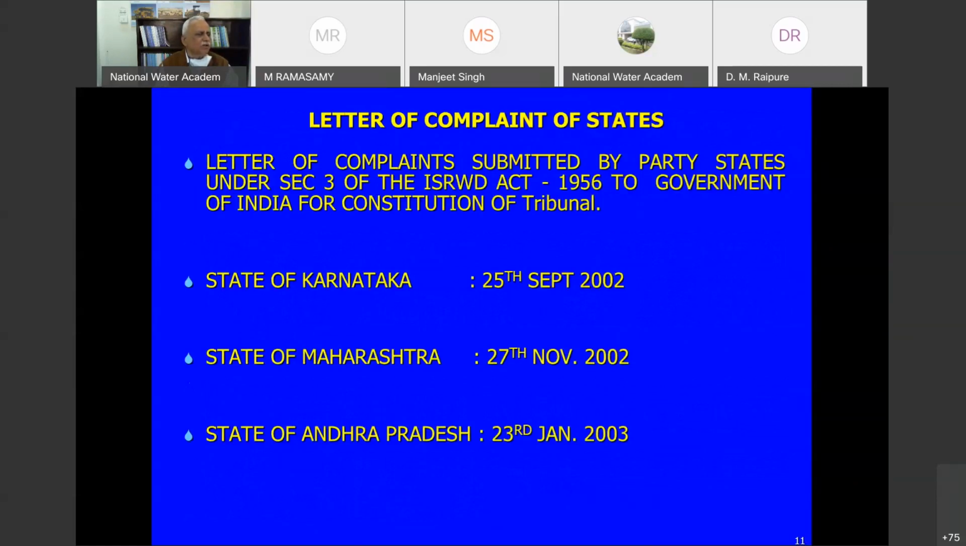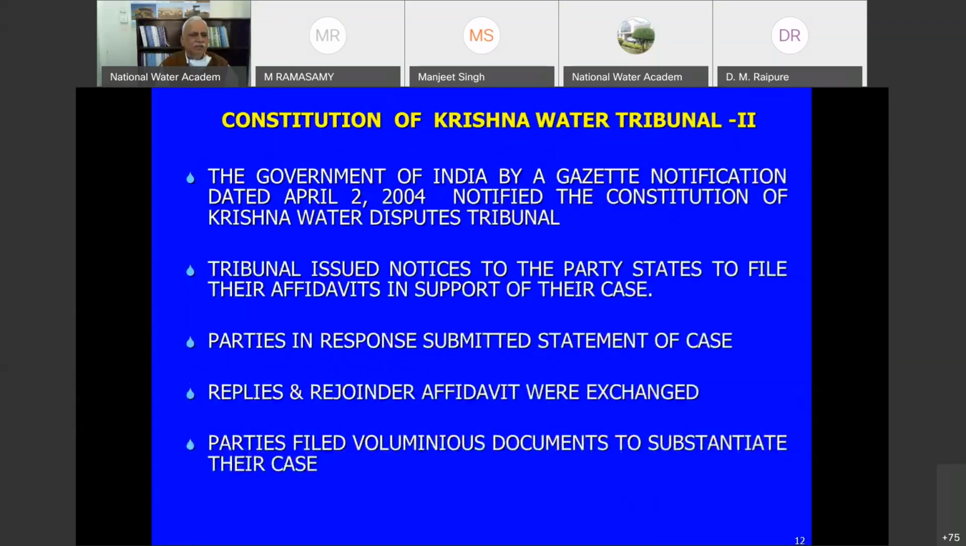After the dismissal of both the suits by the Supreme Court, the party states submitted their letters of complaint. Karnataka was the first to submit its letter of complaint on 25th September 2002, followed by Maharashtra on 27th November 2002, and the State of Andhra Pradesh on 23rd January 2003, requesting the central government for the constitution of another dispute tribunal.